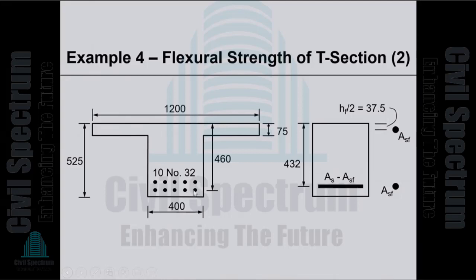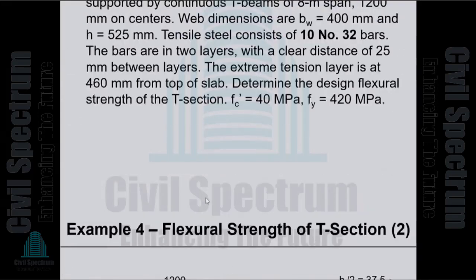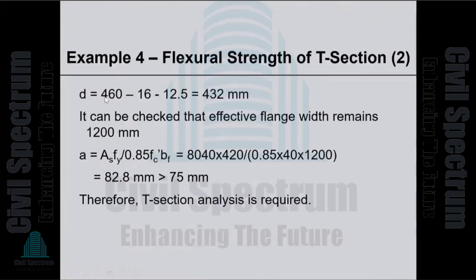460 is to the centroid of the extreme tension reinforcement. So we will take away half the diameter of that bar and half the clear distance between the layers. So 460 minus half the diameter of the extreme tension reinforcement, and the gap between the two layers must have been 32 millimeters. We are taking half the gap. That gives us an effective depth of 432 millimeters. It can be checked that effective flange width remains at 1200 millimeters, what we calculated in the last example.